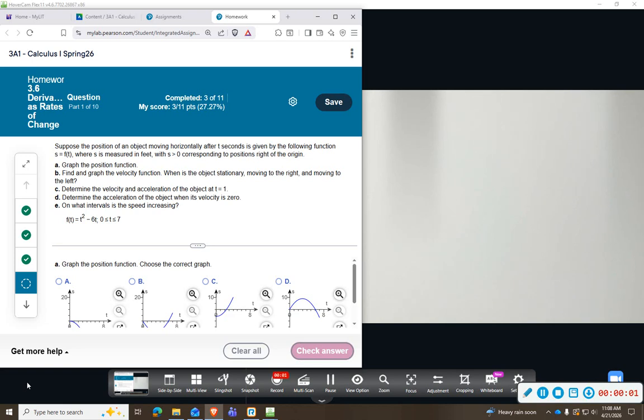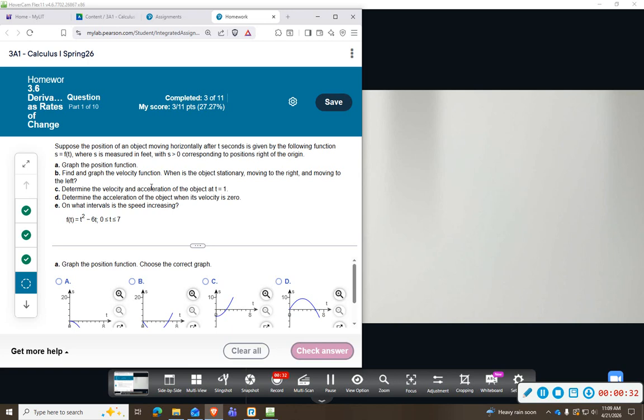All right, question number 4. It says, suppose the position of an object moving horizontally after t seconds is given by the following function, s of t. S is measured in feet, greater than 0, corresponding to positions to the right of the origin. We're going to graph the position function. We're going to find and graph the velocity function. We're going to answer when is the object stationary, when is it moving to the right, to the left.